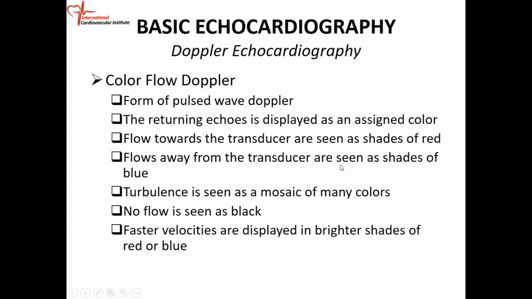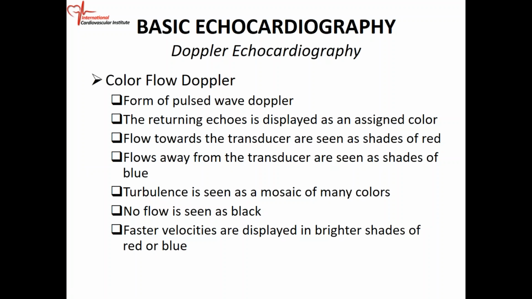Flow away from the transducer is seen as shades of blue. So red towards the transducer, blue away. Okay? And then turbulence. Turbulence is seen as a mixture of the colors. So we call it a mosaic of the many colors.